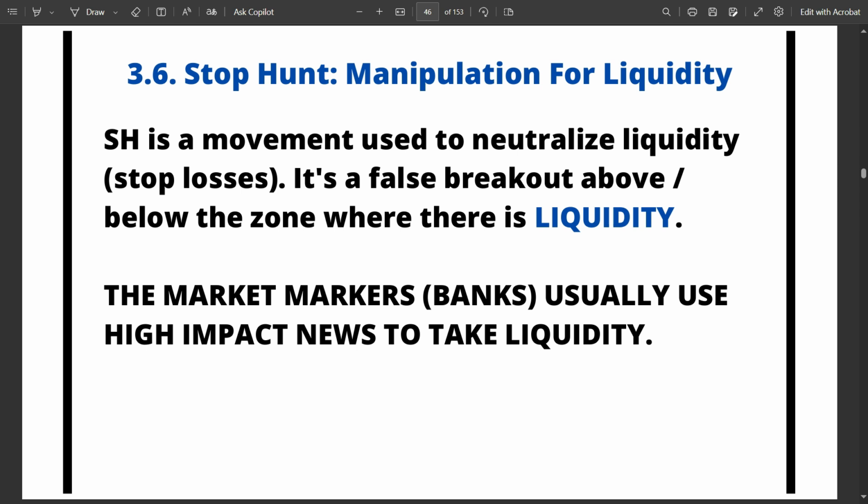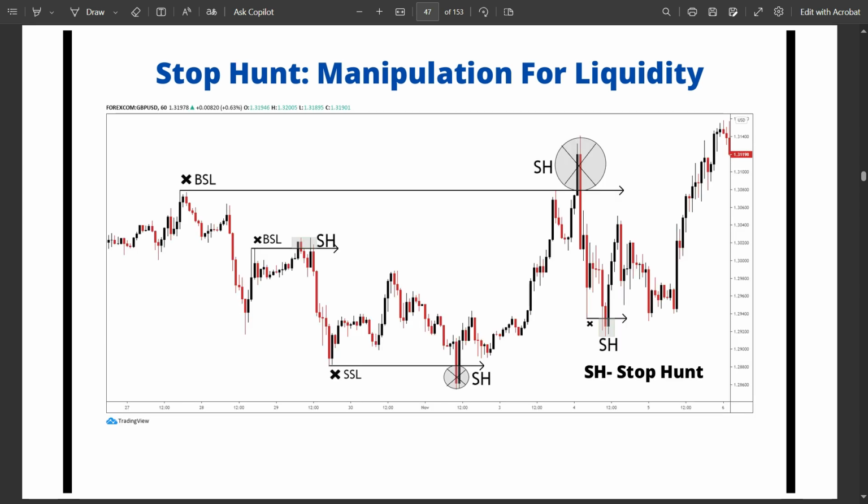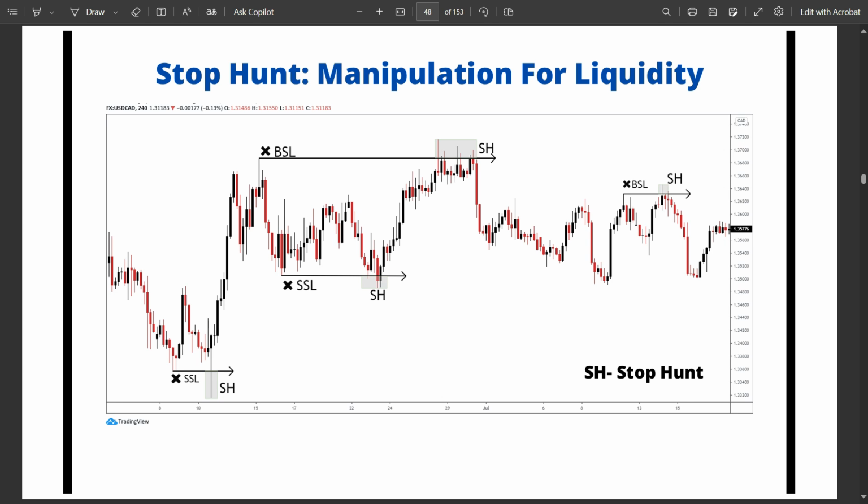Stop hunt manipulation to attract liquidity involves neutralizing liquidity from stop losses. Banks often use impactful news to attract liquidity through stop hunts. For example, if they want to place large buy orders, they might encourage others to sell by creating false breakouts or fake news. In summary, banks use stop hunts to capture liquidity and manipulate the market. Always monitor news calendars to see which currency pairs are likely to move based on the news throughout the day or week.